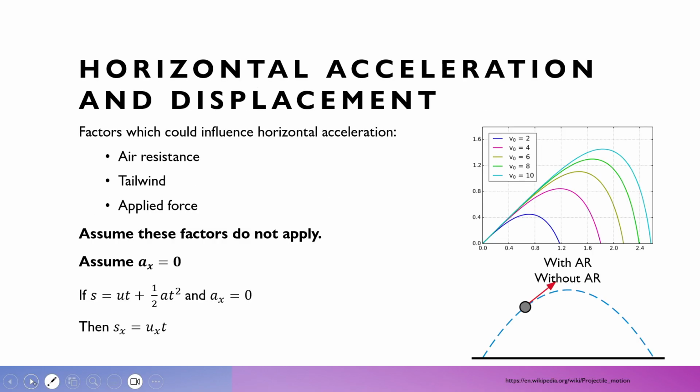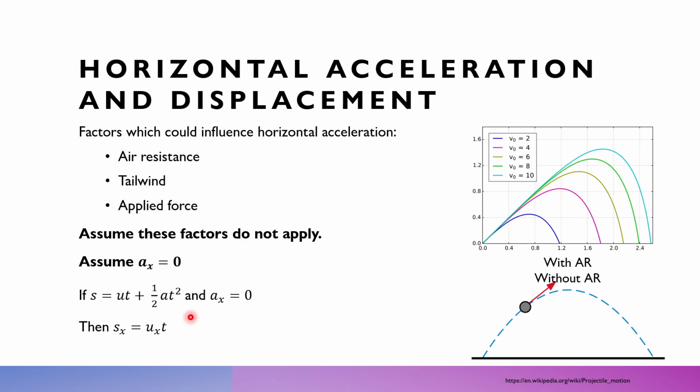So when we are applying our concepts of horizontal acceleration to displacement, again, air resistance, tailwind, or some other applied force could all influence horizontal acceleration, but we assume that none of those factors are applying. If they were, especially air resistance, we would expect the projectile to fall shorter than it actually will in our calculations, where we assume the trajectory is a complete parabola. So as a result, in our kinematic calculations, we assume that ax is equal to 0.